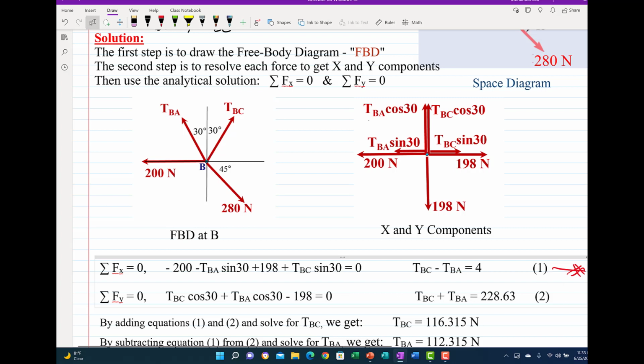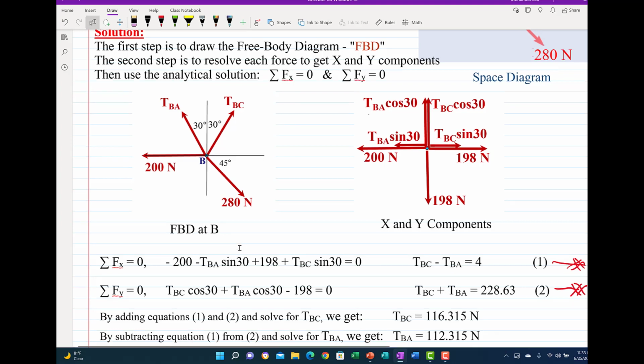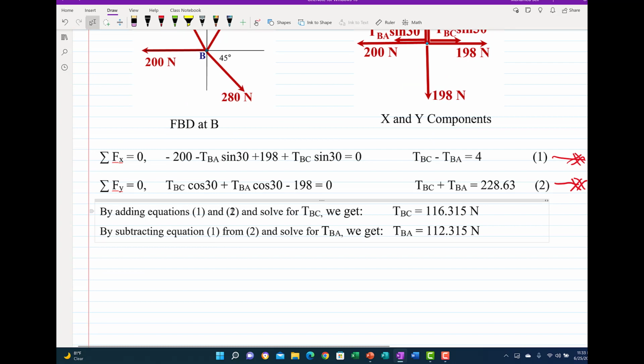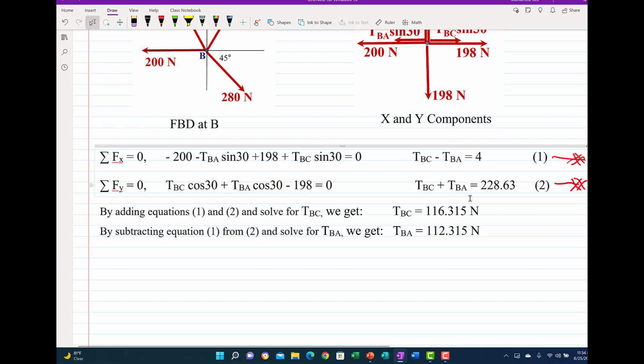So I have 2 equations in two unknowns, and these two unknowns are TBC and TBA. We have TBC minus TBA and TBC plus TBA. If I add them, TBA will cancel TBA, and this is the first step. By adding the two equations, TBA and TBA cancel. I have 2 TBC equal to the summation, and you divide by 2, so you get TBC, the first force.